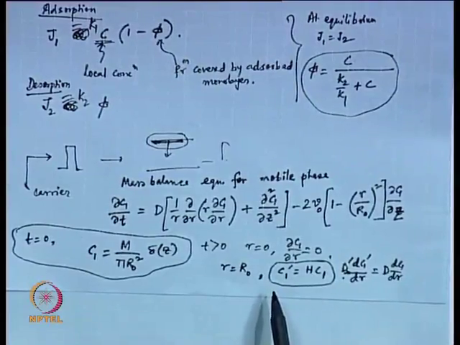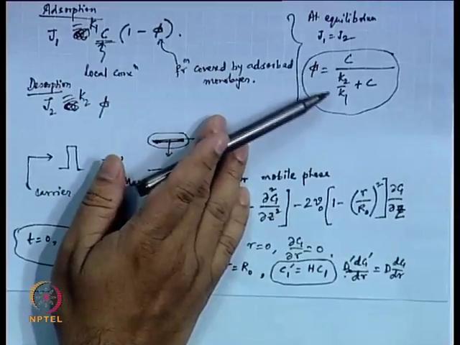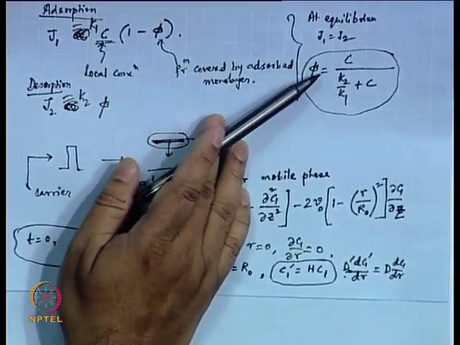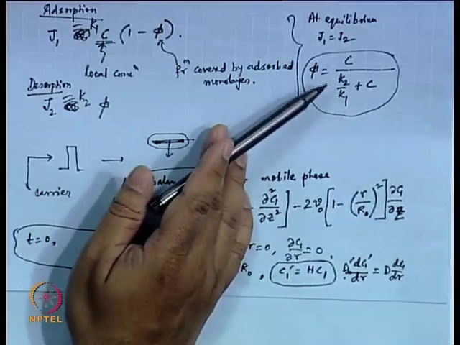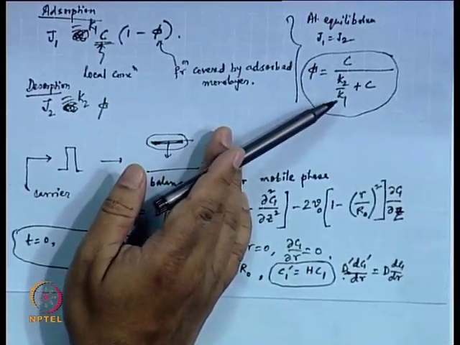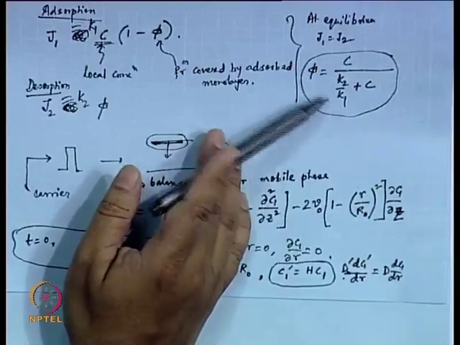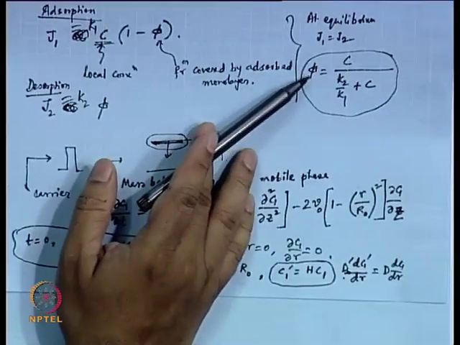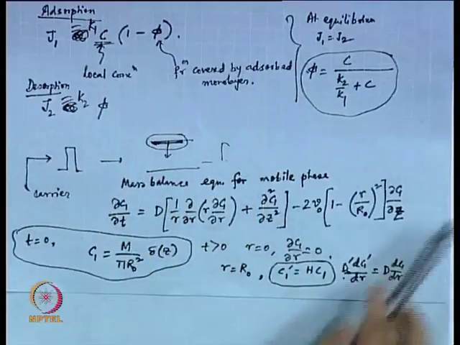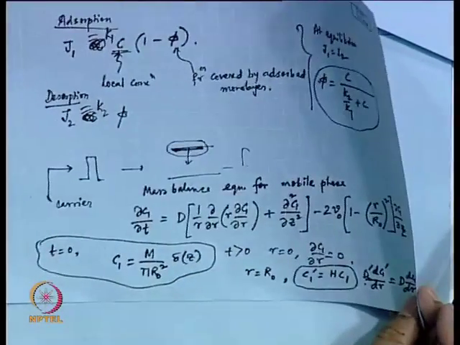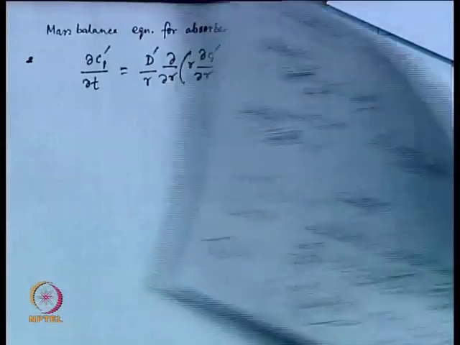Okay. And the reason for this linearity I can see here is that at equilibrium I can have this phi is equal to c divided by this quantity. All right. So, depending on this value, you can have the linearity established. Okay. So, this is what you have here.